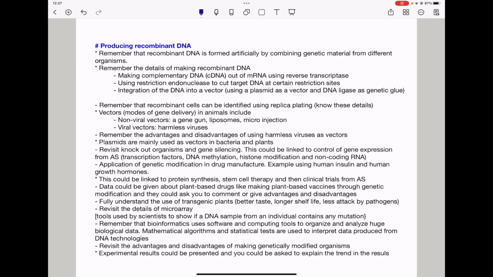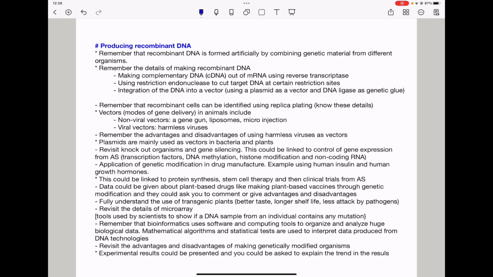Remember, they could have a better taste, they could have a longer shelf life, they could be less attacked by pathogens, and so on. You need to revisit the details of microarray and how it's carried out. Remember, these are tools used by scientists to show if a DNA sample from an individual contains any mutation. And remember that bioinformatics uses software and computing tools to organize and analyze huge biological data. Mathematical algorithms and statistical tests are used to interpret data produced from these DNA technologies.